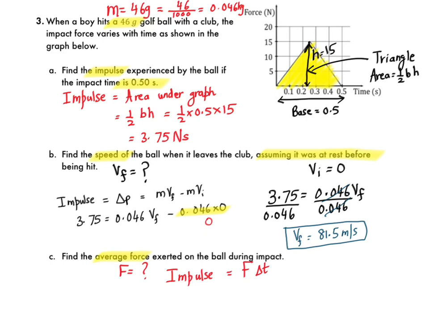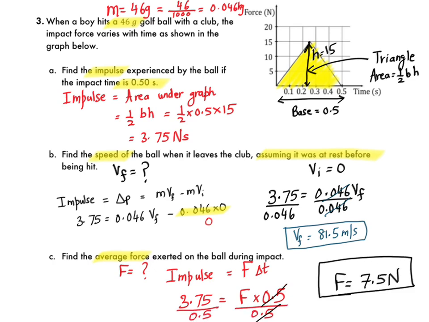Then it's asking average force exerted by the ball during impact. So we'll write impulse equal F delta T, because it's talking about force, so we have to use the formula for impulse in which it has force, which is F delta T. We have got impulse as 3.75 equal force we don't know, the time we know from the graph, 0.5. Then we divide both the sides by 0.5 and we get the force as 7.5 Newton.